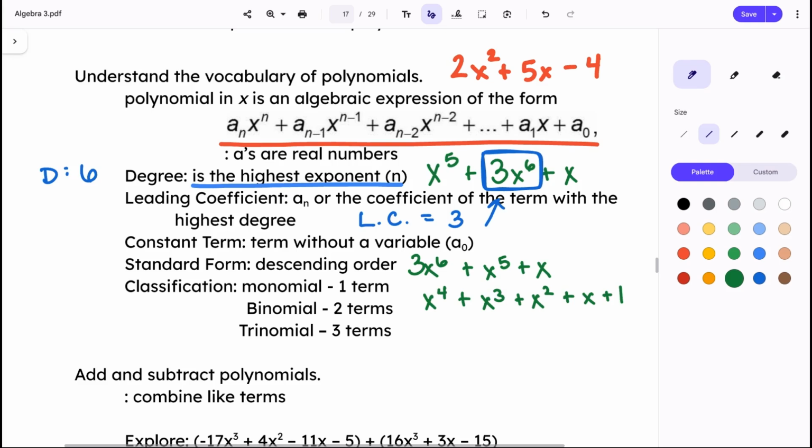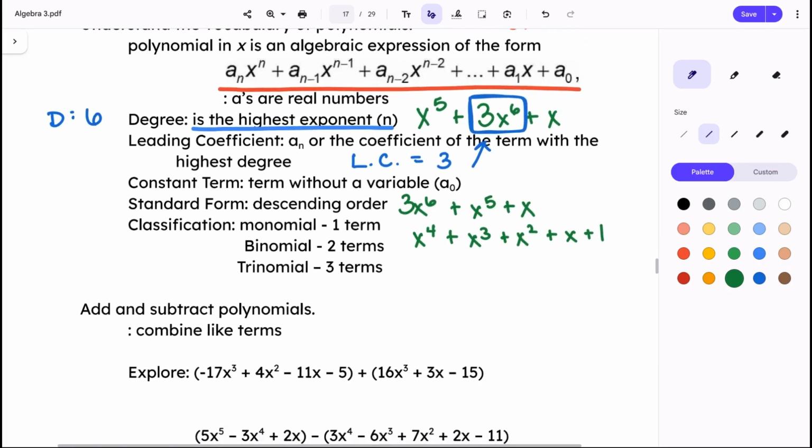Binomial would be two terms. So like x plus 5, 2x minus 3, anything that has two separate terms together, that would be a binomial. Trinomial has three terms. And then beyond that, we stop giving them special names. We just call it a polynomial. So anything that has more than three, we don't have a special name for it.